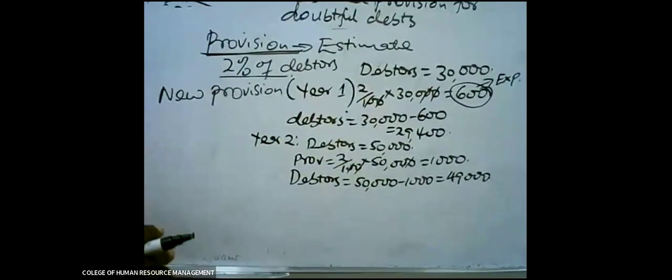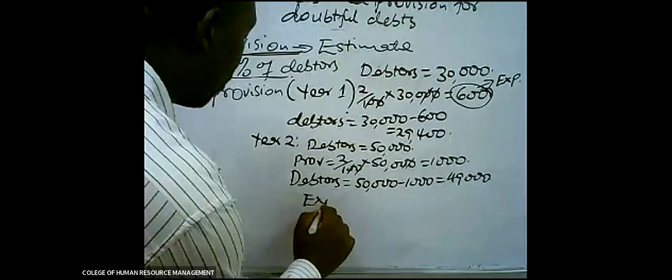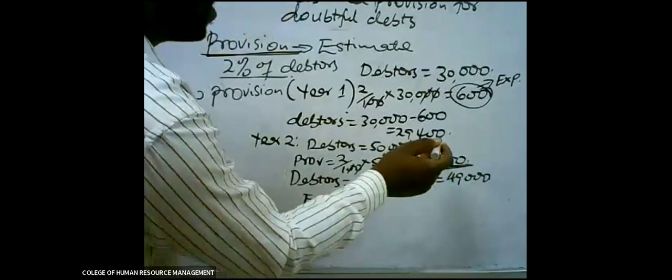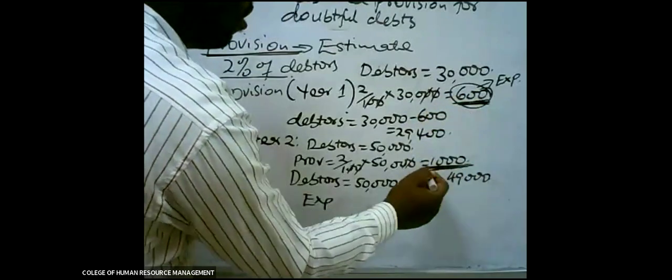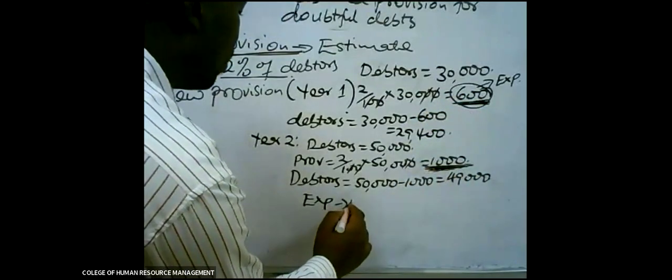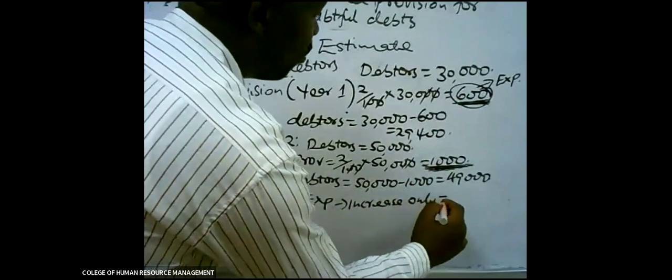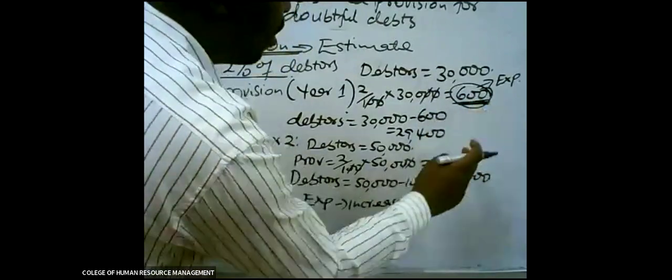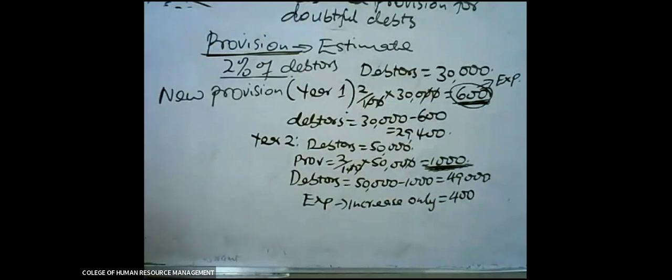But what are you going to deal with as an expense? The expense here now, you don't deal with the whole amount that you have provided. So you compare: year 1, the provision was 600. Year 2, the provision is 1,000. You only deal with the increase, which is from 600 to 1,000, an increase of 400.